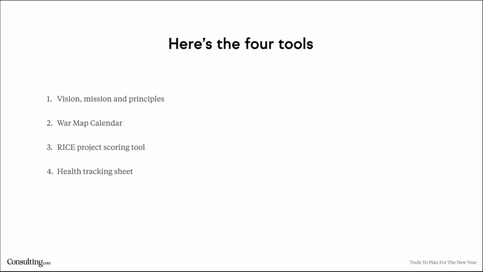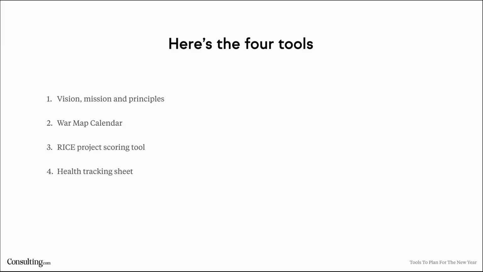This is a tool that you can plot initiatives and projects in, and then you can score them according to a basket of different metrics, and then using a simple algorithm, we prioritize the ones that have the most impact towards achieving your vision, mission, and principles. And then those are the ones that we plot in the War Map Calendar. So all 4 of these tools all interconnect, and they all feed each other.